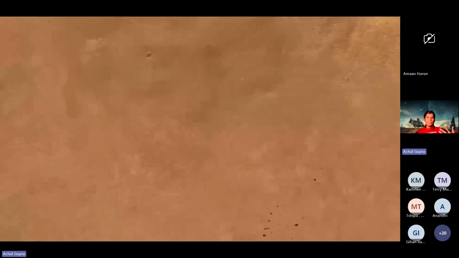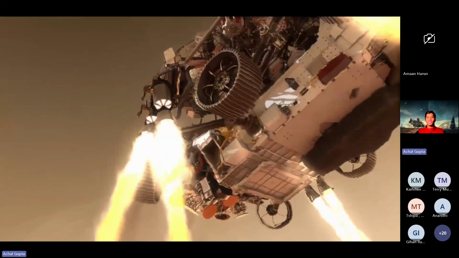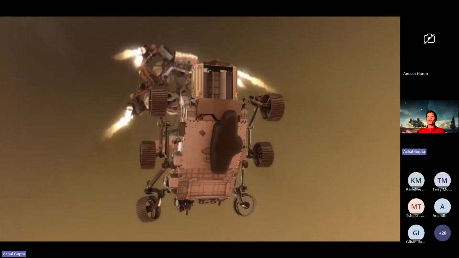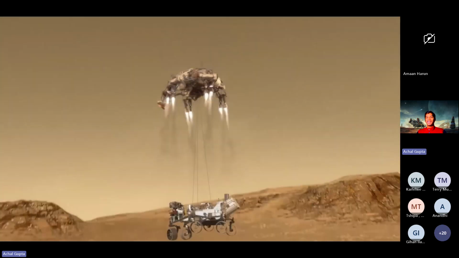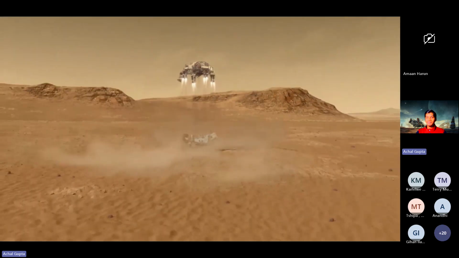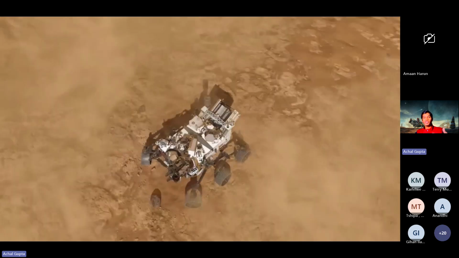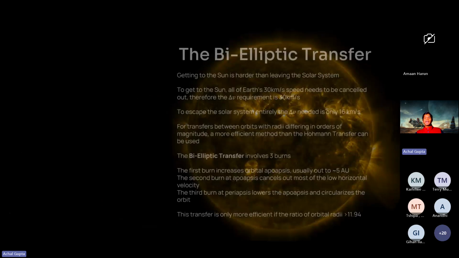So you can sort of see the challenges associated with getting just to Mars. And this is a rover. We're not sending any humans yet. And you can see how difficult the process is already. So I hope you get a bit of an appreciation for how this works.